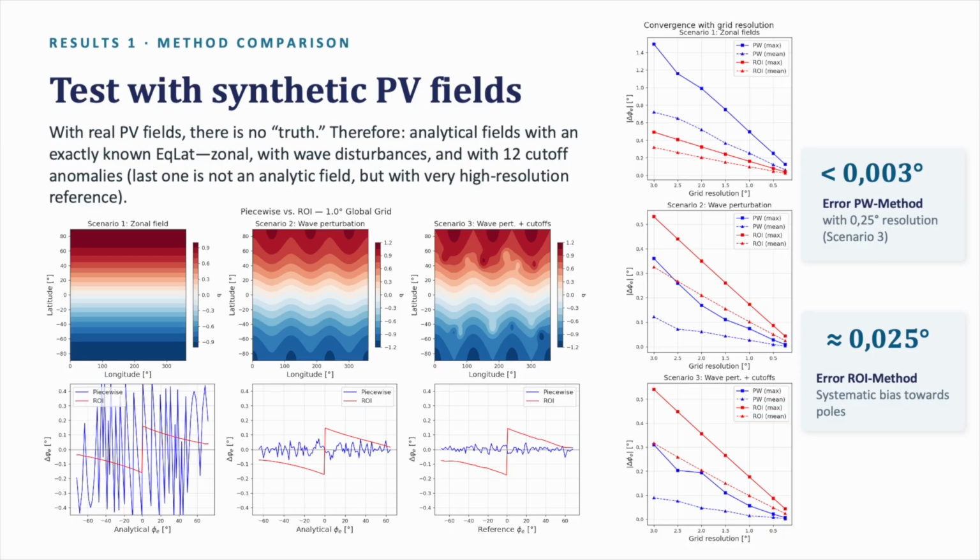Especially for the wavy and wavy plus cutoff fields, the piecewise method shows better results, whereas the region of interest method shows a systematic bias in both hemispheres. But as the grid resolution becomes higher, the differences between these methods become smaller, but still with better results for the piecewise method.